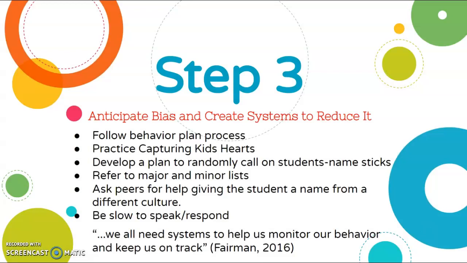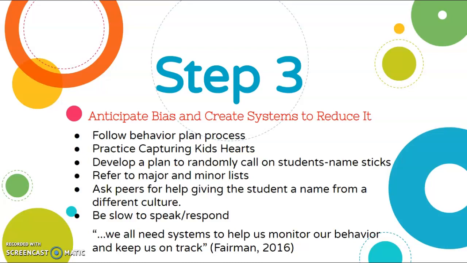Step 3, anticipate it. It's going to happen and create systems to reduce it. In our building, we have different procedures we can follow. Follow the behavior plan process that we have. Every one of us have posted in our classroom. Practice capturing kids' hearts, building those relationships, taking time to understand them and where they're coming from. Develop a system to call on people randomly so you're not calling on the same students all the time. Refer back to the major and minors list when you are going to decide if something is happening or occurring that is not acceptable. Go back to that list. Make sure it's on there.